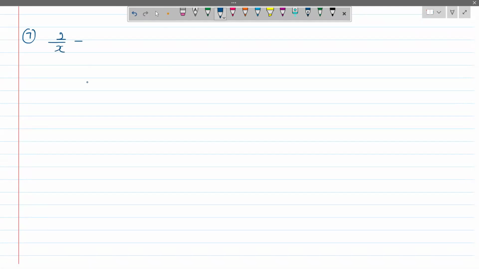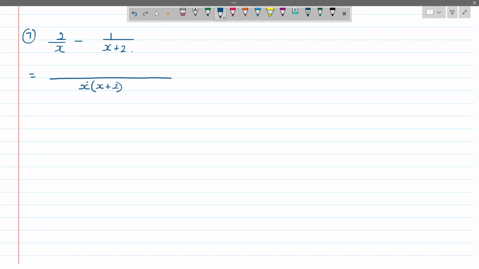Right, so this one is number 7. What about if we had something like 2 over x minus 1 over x plus 2? The LCM here is what tends to confuse students a lot. The LCM is actually the product of the two denominators. So the LCM is actually going to be x into x plus 2. Now, this is why it's important.